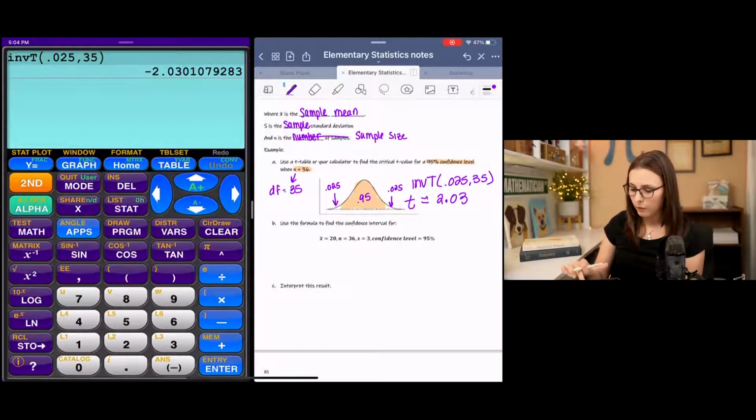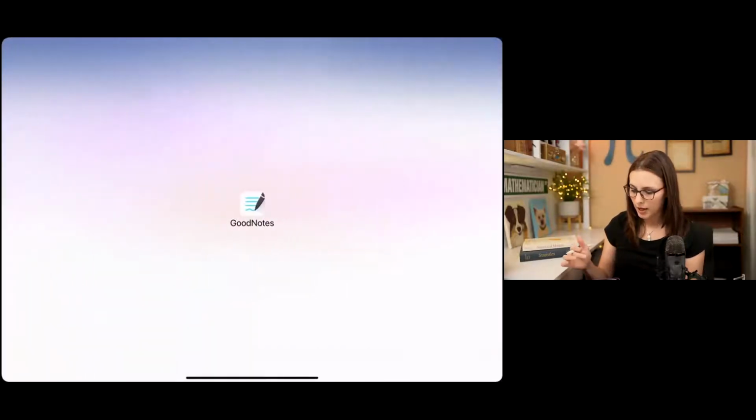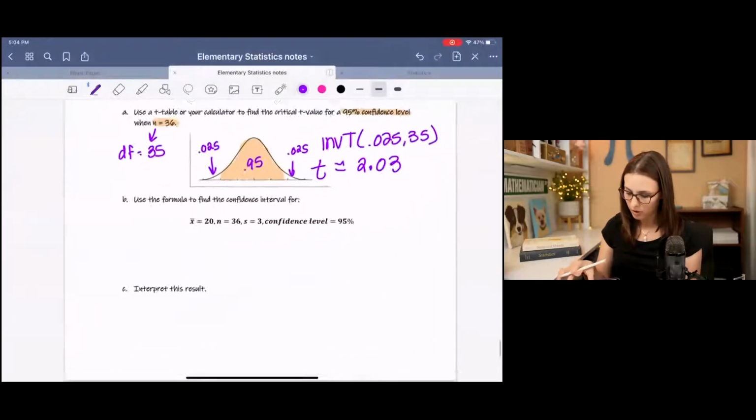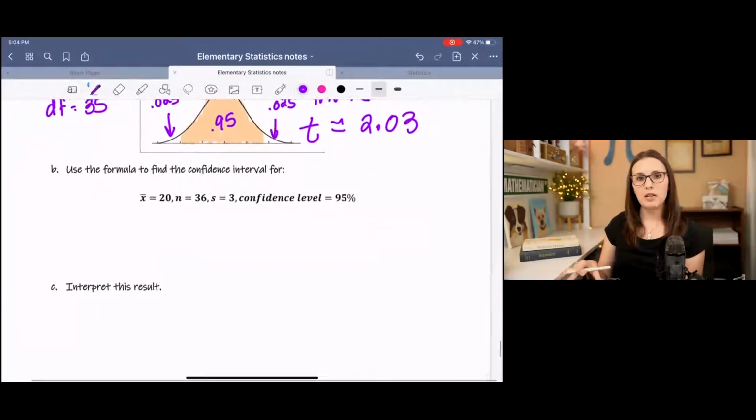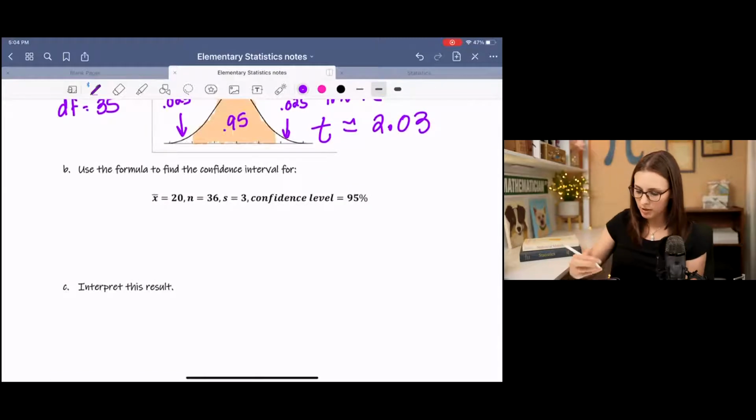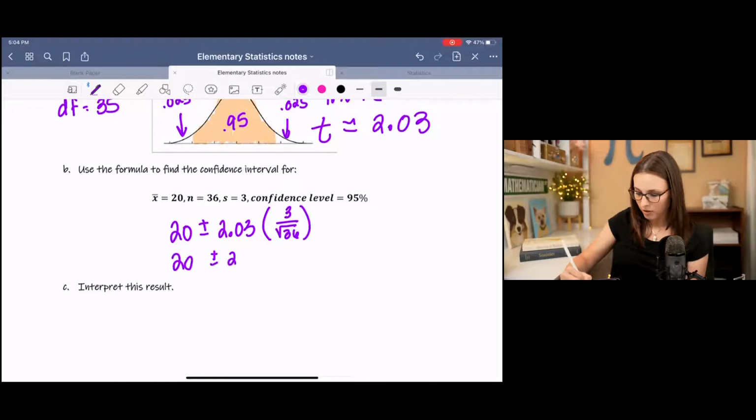And then if we were to build a confidence interval, it's still going to be that same process. We still need the sample mean. We still need plus or minus the t-score times standard deviation over square root n. And then we'll simplify that. 3 over 6 is 0.5. And then calculate what that is.